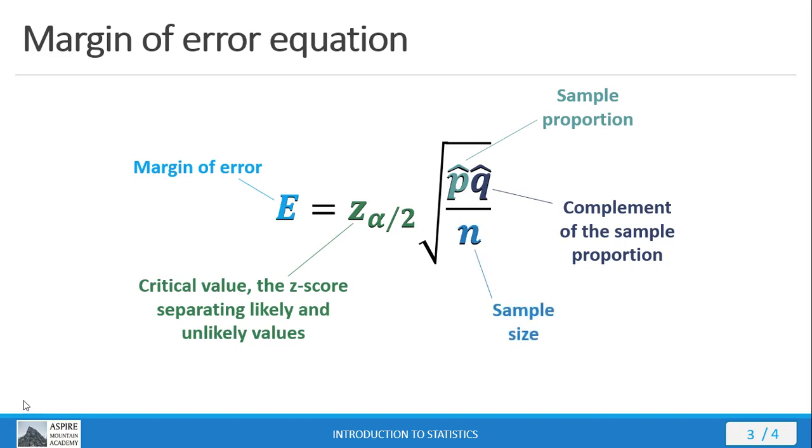Then of course, N on the bottom of our fraction there underneath the square root sign is going to be our sample size. So we can see that larger sample sizes result in a smaller margin of error. And this just makes sense. The more data we have, the more likely a smaller estimate is going to hold the true value of the population parameter that we want to estimate.